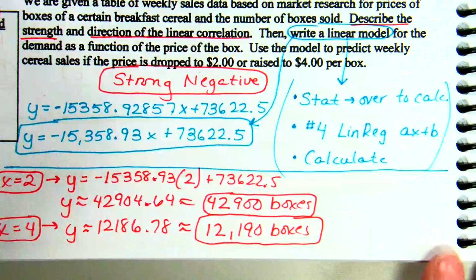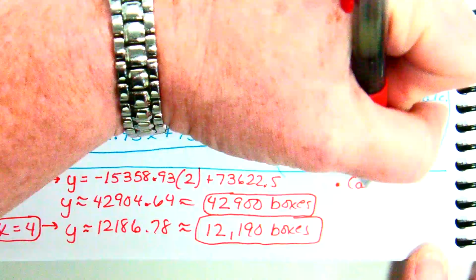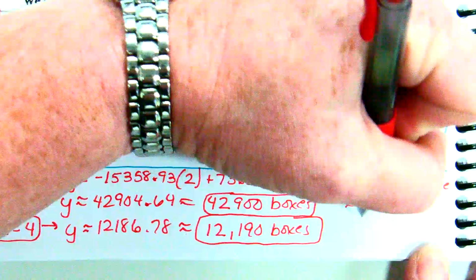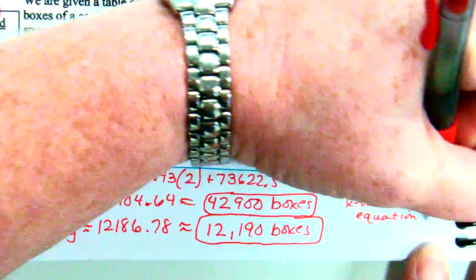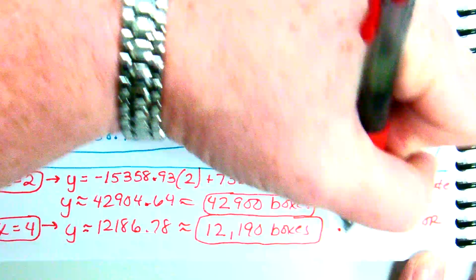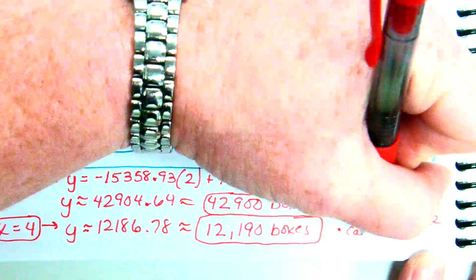So those are two options there. I'm going to write down over here to the side. Those options were, one of them is we substituted the x value into the equation. Or the other option is you can trace the line and enter the x value.